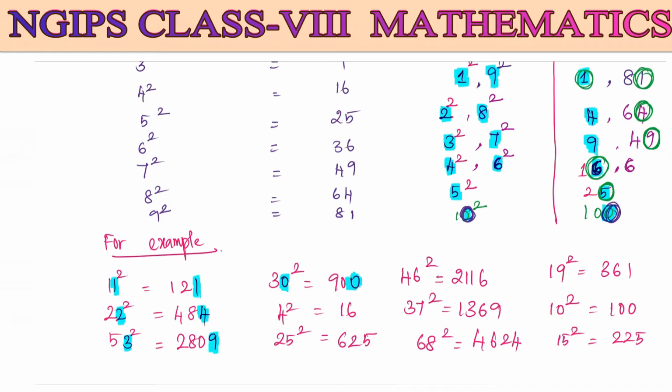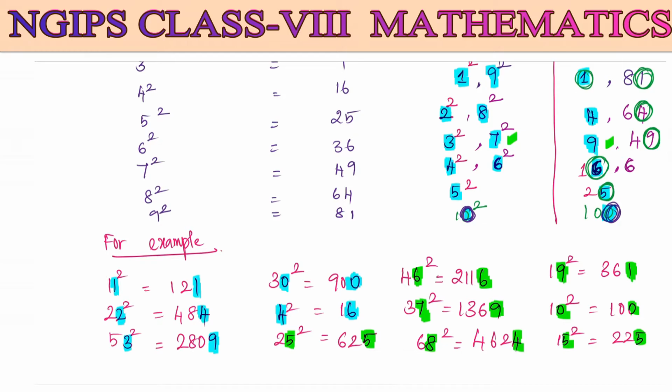When you have 4, we get the unit digit as 6. When you have 5, we get 5. When you have 6, the unit digit is going to be 6. When you have 7, the unit digit is 9. When it comes to 8, we have 4, and for 9 it is 1. And for 0 it is going to be 0. For 5 it is going to be 5.